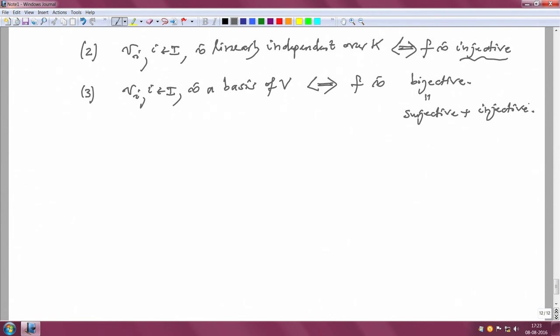So these are merely restatements of the definitions. From next time I want to consider many examples, which will make these concepts more and more clear.